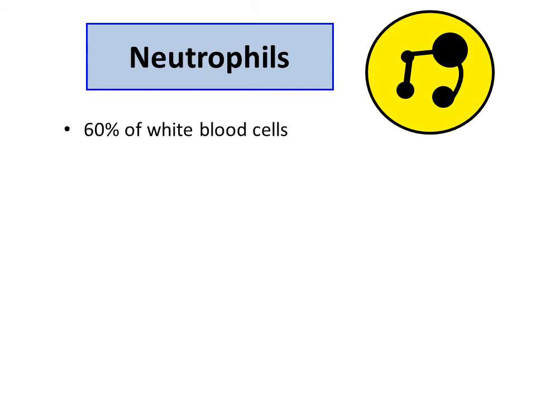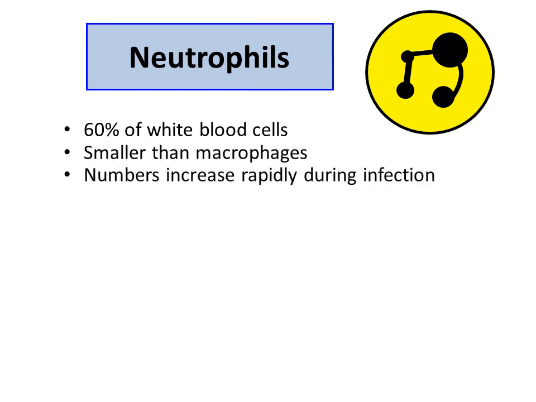Neutrophils make up the vast majority of the white blood cells. They make up 60%, and these are almost like the white blood cell police. They're patrolling around the body most of the time, waiting for an antigen to trigger them off so that they can respond and actually deal with it. They're smaller than the macrophages. Their numbers increase very, very quickly if you get an infection. So they're already there, but more of them will also be released from the bone marrow if they're needed.